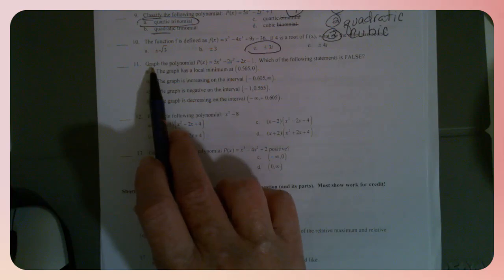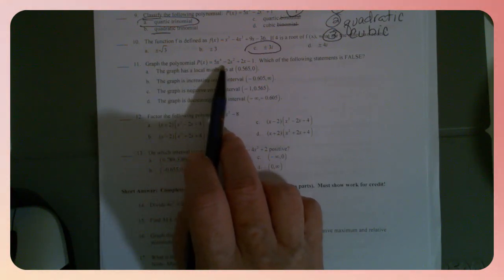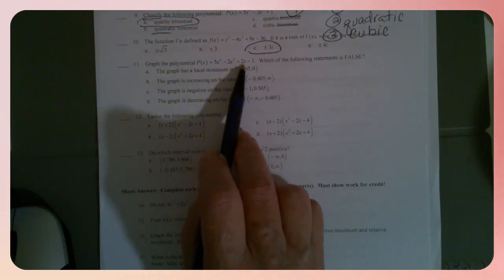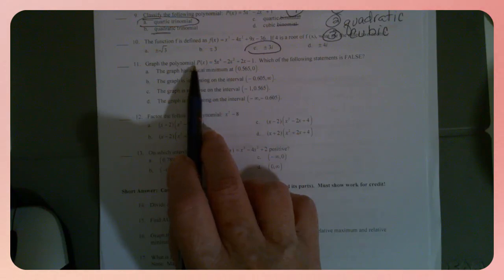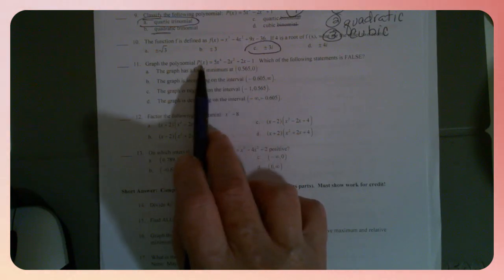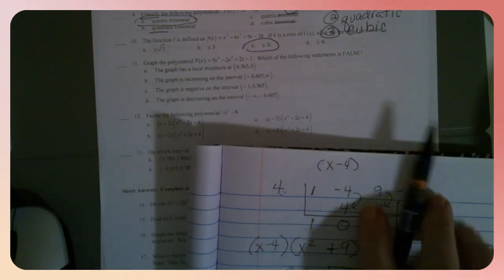Alright, for question number 11, we're asked to graph the polynomial 5x to the fourth minus 2x squared plus 2x minus 1. So you would put in p of x, just like this, into your graphing calculator, and then determine which of these statements is false. So let me get that up here, and we'll look at that in just a minute.